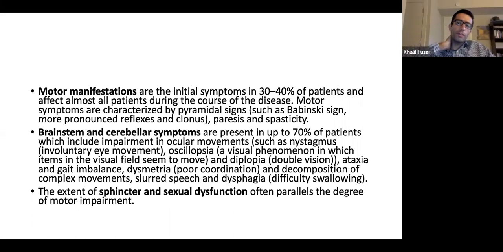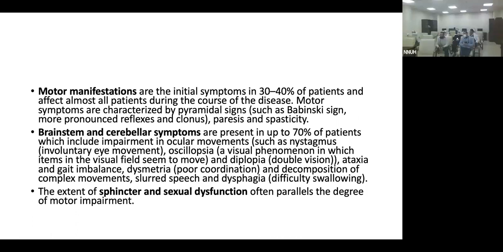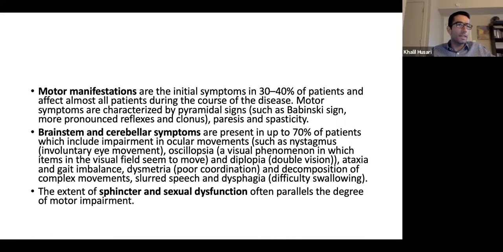Other things, including oscillopsia. Oscillopsia is a sensation that the objects are moving, and usually it's a brainstem problem. As well as diplopia, maybe abducens nerve palsy, maybe oculomotor nerve palsy, and so on. And then ataxia and dysmetria, and also you could have a lot of other brainstem signs, speech problems, dysphagia. It depends where the plaques are.